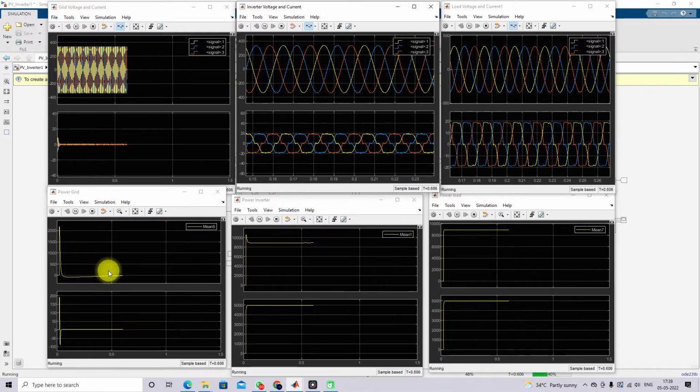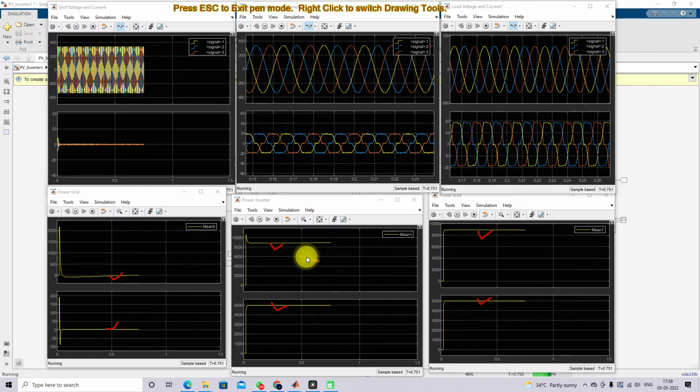Okay, so here you can see this power is almost zero. The power of the grid, that means the reactive power of the grid, is almost zero. Here you can see the inverter real power and reactive power, and this is the real and reactive power of the load. So the inverter is supplying the real and reactive power to the load, so we are not taking any power from the grid. Because the PV is generating the power, we supply the real and reactive power via the voltage source converter to the load.